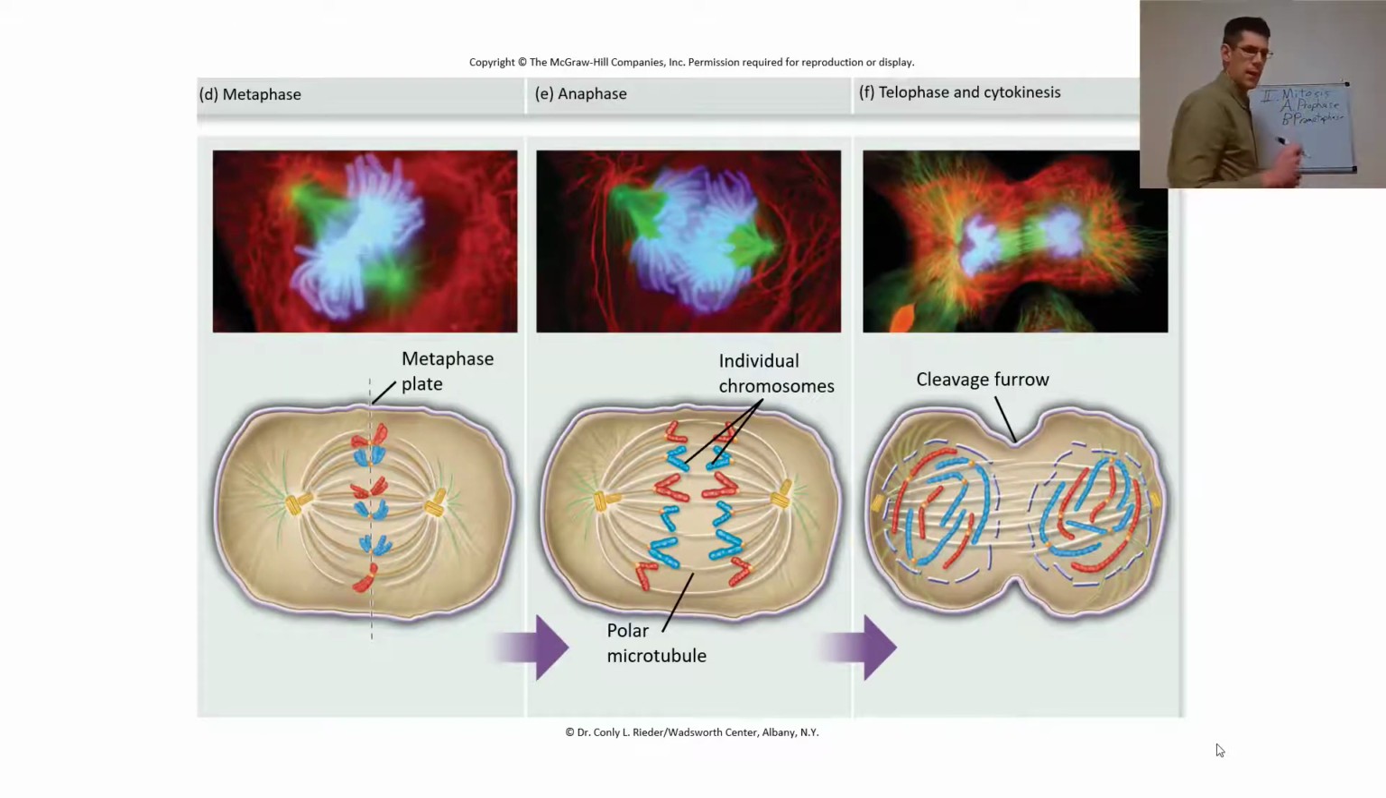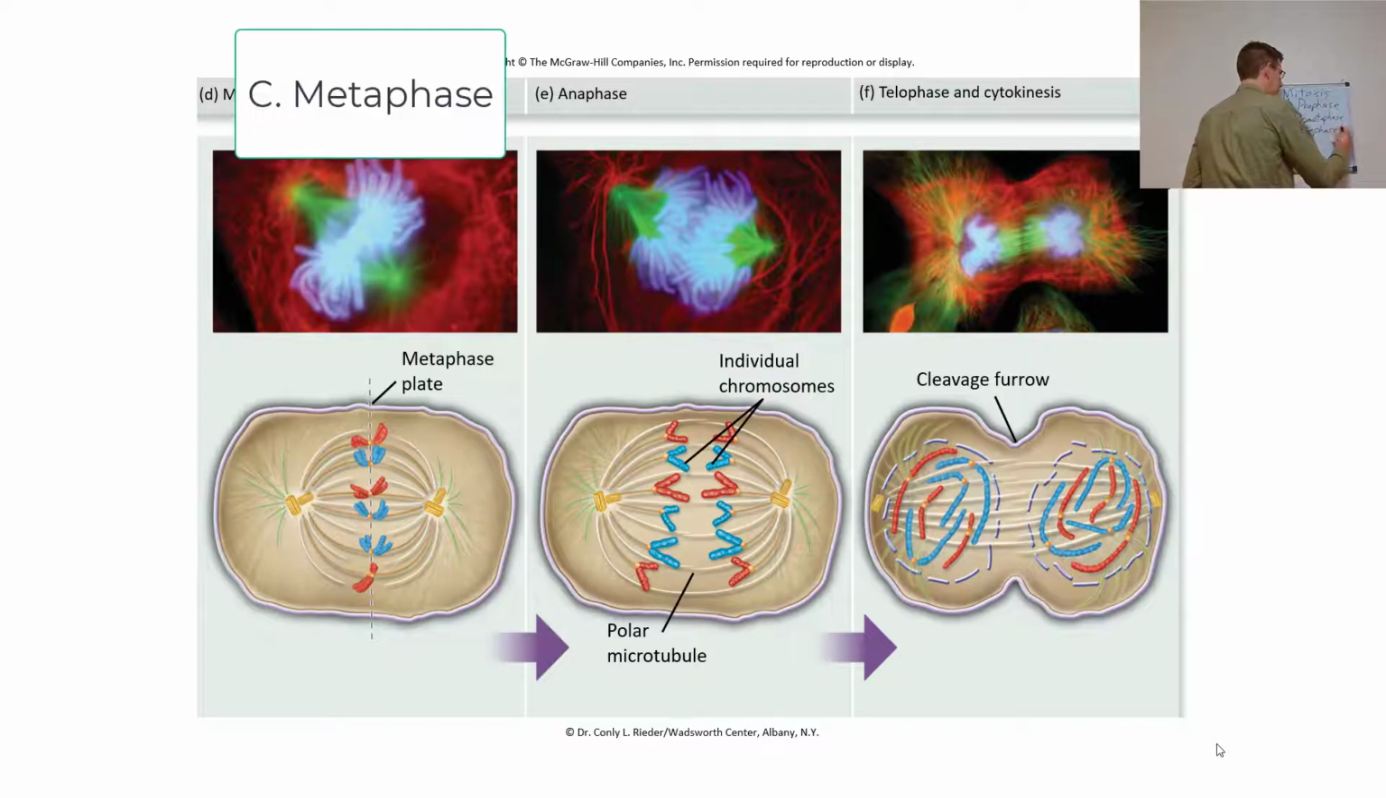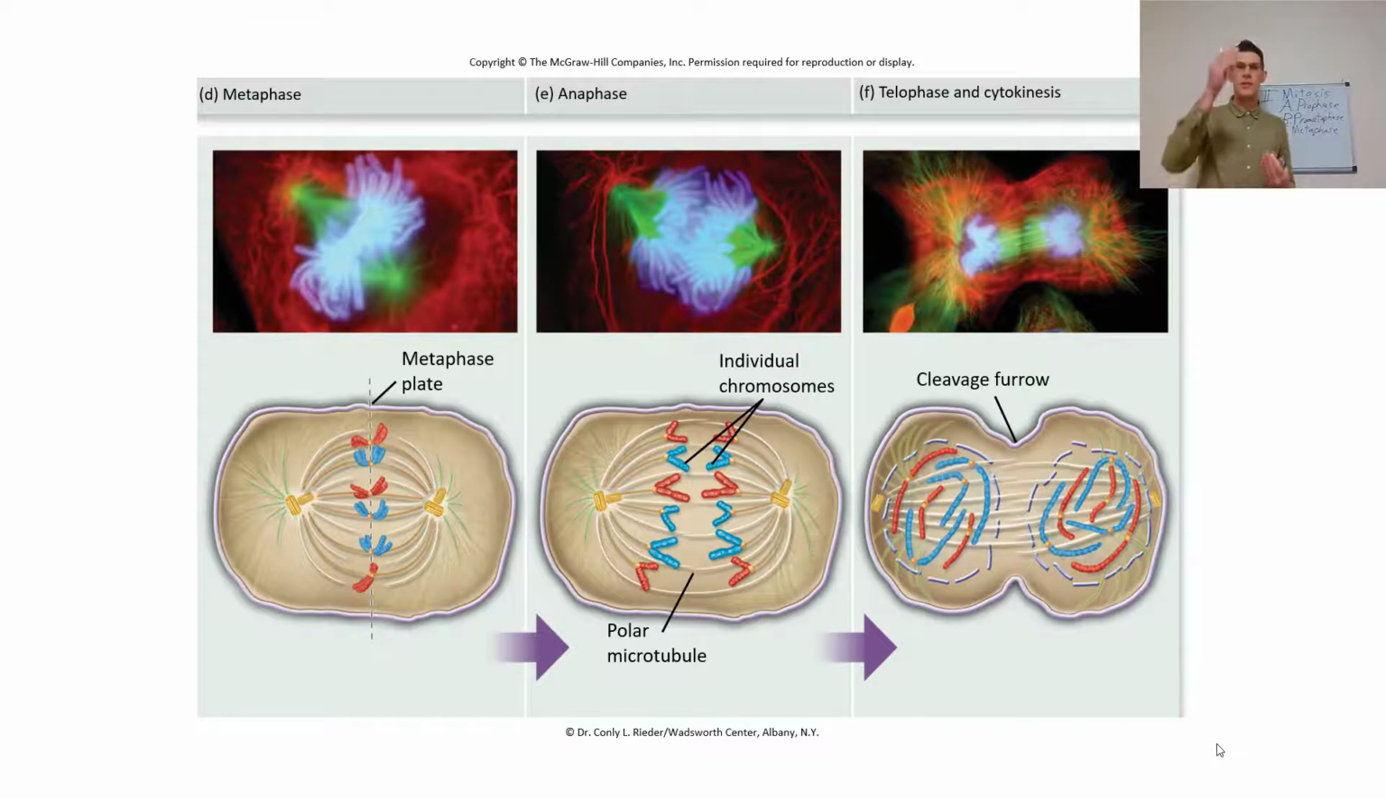So during metaphase, these chromosomes are lined up in the middle. M for metaphase, M for middle. They're lined up here, and that's going to help us to separate them to different sides, which occurs during anaphase.